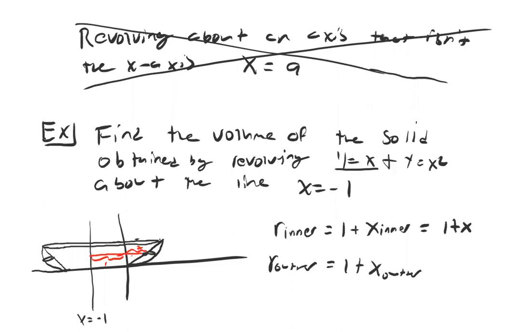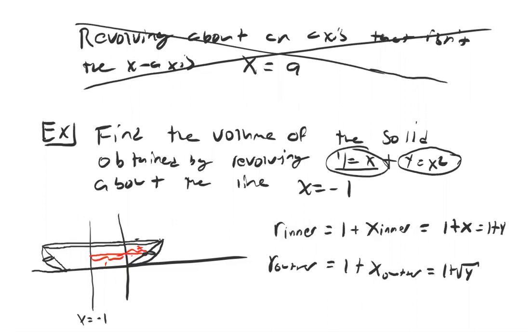For the outer one, this is a little more difficult. So I need to put it in terms of y. So when I do that, I'm going to get 1 plus the square root of y. So x outer is given by, if I solve this equation for x, x is the square root of y. And because I'm integrating in terms of y, I need these things to be in terms of y anyway. And now 1 plus x is just 1 plus y because y is equal to x there.